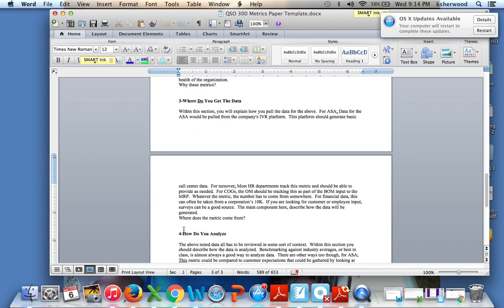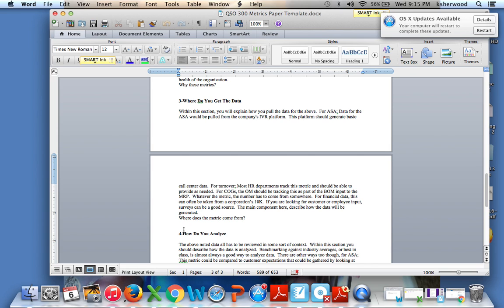Here's where 3 and 4 are where people get the most tripped up. Where do you get the data? The data has to come from somewhere. A metric is a number, and a number has to come from some sort of source. There are a lot of different sources it could come from. I like to use automated sources. If you're looking at something like phone metrics, those usually come from a phone system IVR.